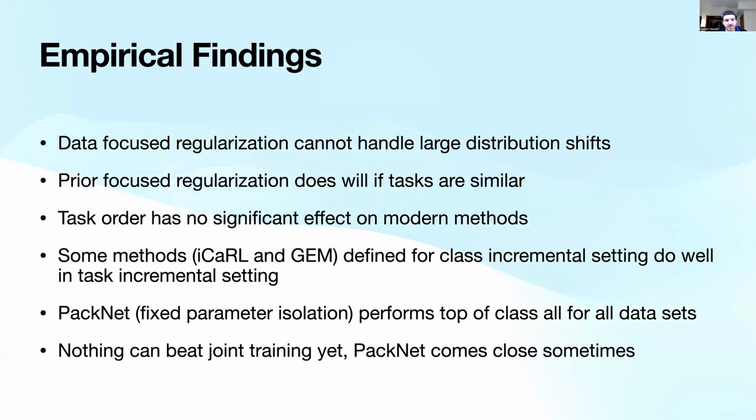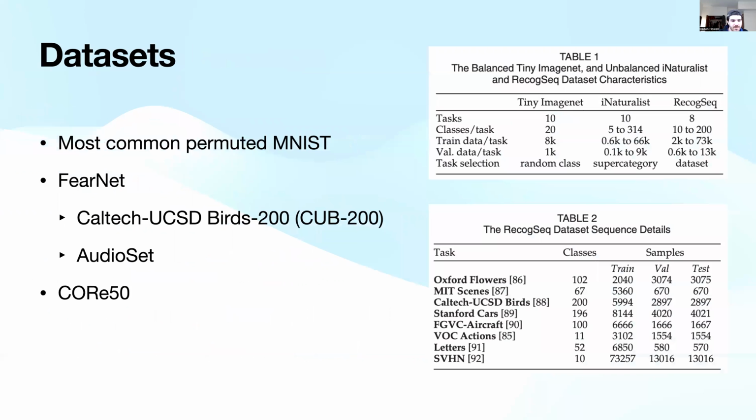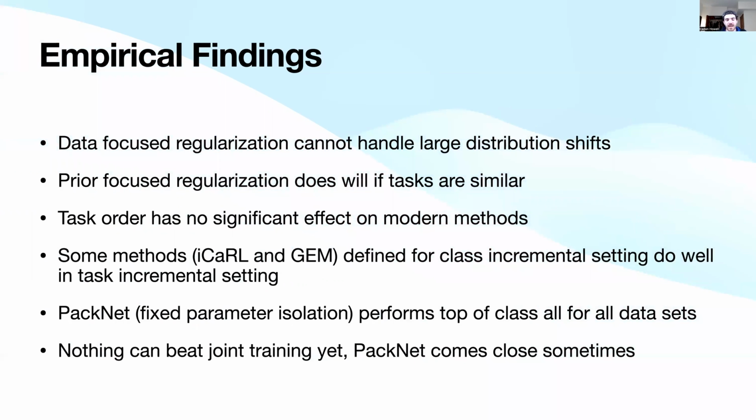Prior focus methods will do well if tasks are similar. Consider like the permutation methods of like MNIST, right? Those are pretty similar data distributions, so that's where prior focus methods might do well. Data focused methods, on the other hand, have problems with large distribution shifts. So in the multimodal setting, they don't do that well.